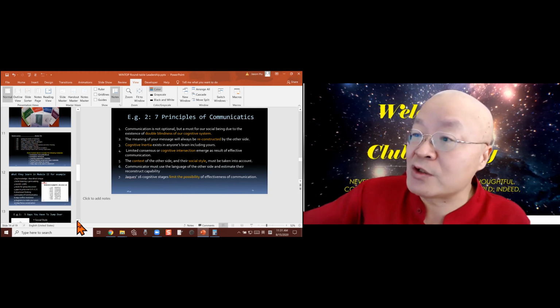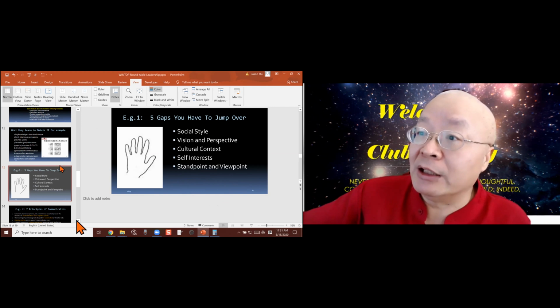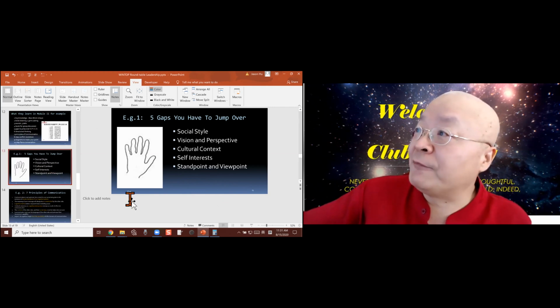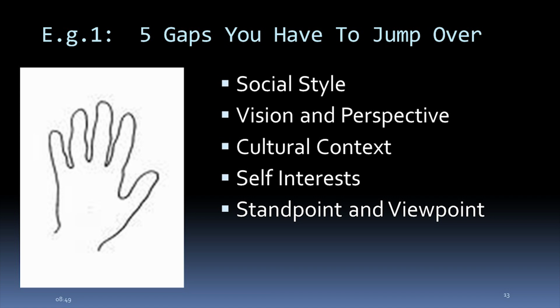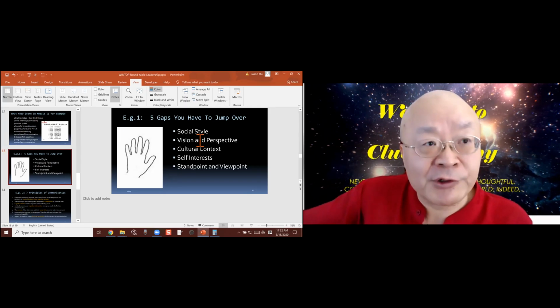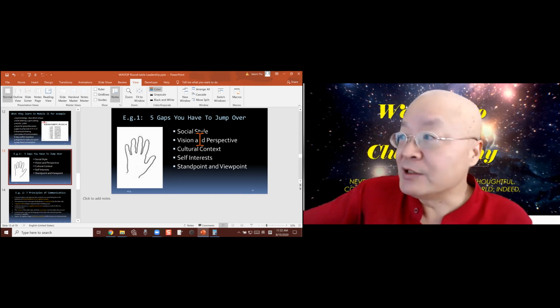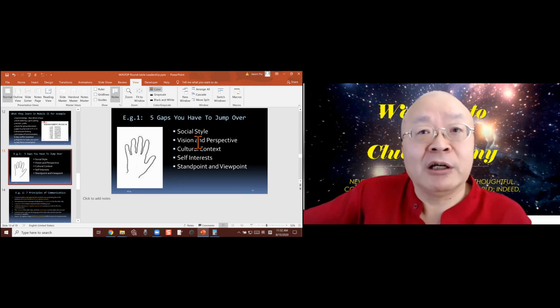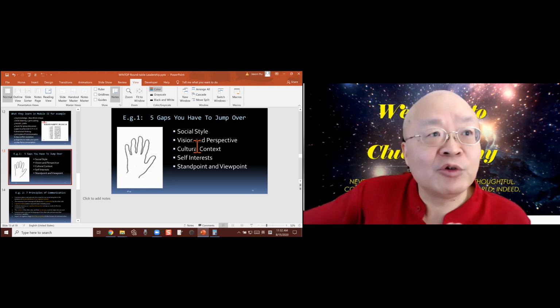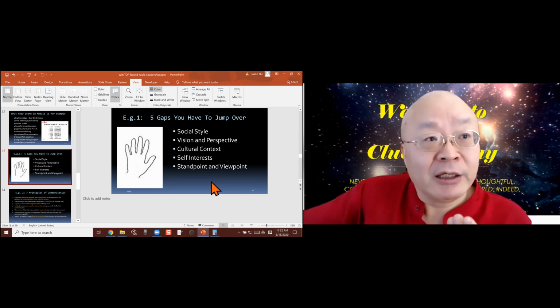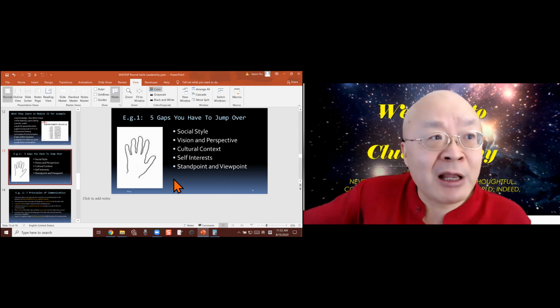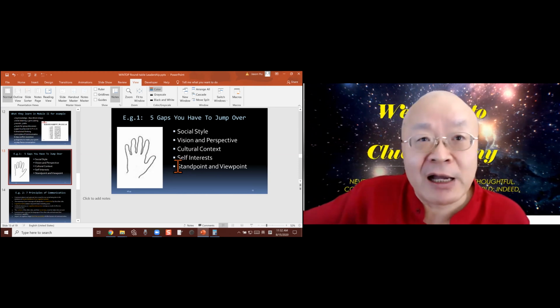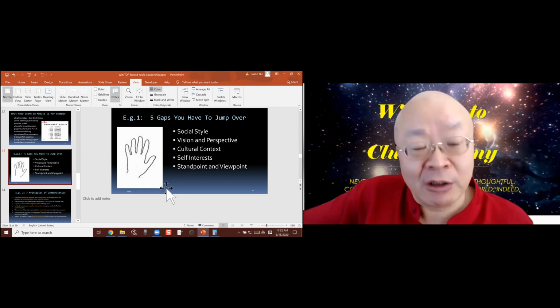But that's just one of the things you pick up. Another thing you pick up in the toolbox is the 5 gaps you have to jump over. We use the 5 fingers to have people memorize them. Finger number 1, social style. Social style is a simplified version of the Myers-Briggs type indicator, simplified into 4 categories. We run a survey and a session to make everybody identify their own social style and also their counterparts' social style. So they suddenly realize that I am one of the 4 styles and there are people falling into the other 3 kinds of styles.